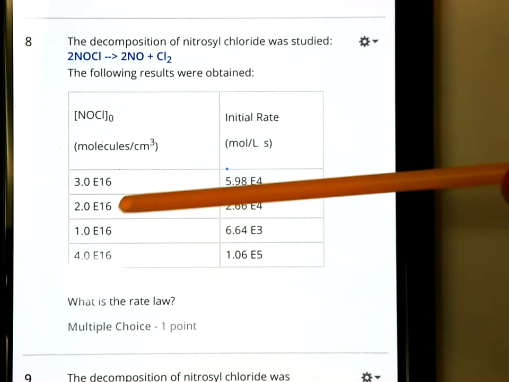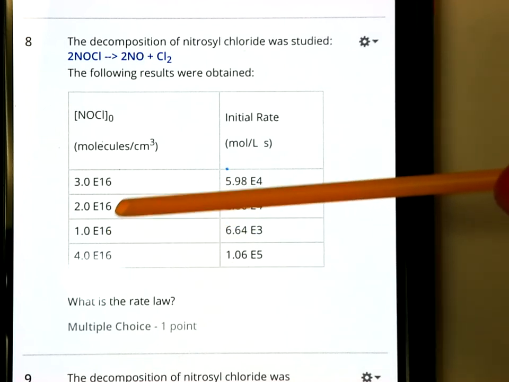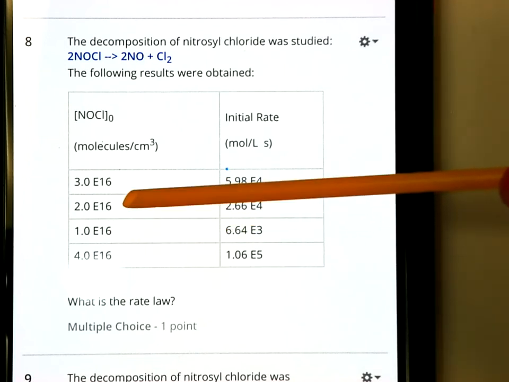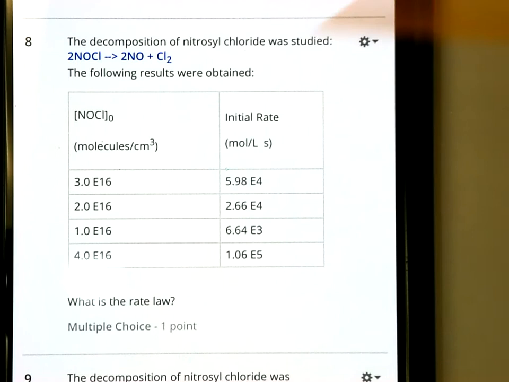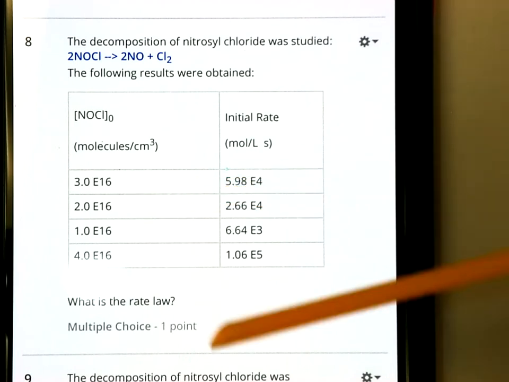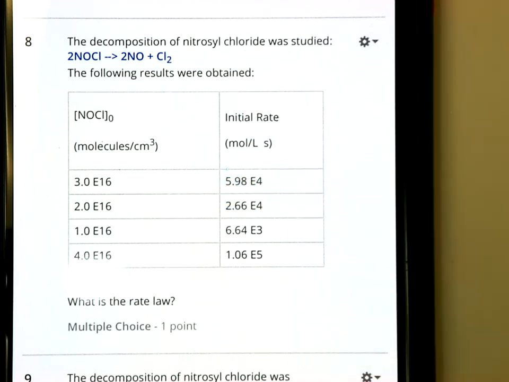But look what happens if I use trial 2 and 3. It looks like the numbers are going to be a lot friendlier to me if I do that. So again, you can pick any 2 trials you want, and you're going to get the same rate law, the same everything. But I am going to pick trial 2 and 3 just because I can see that the numbers are friendlier.